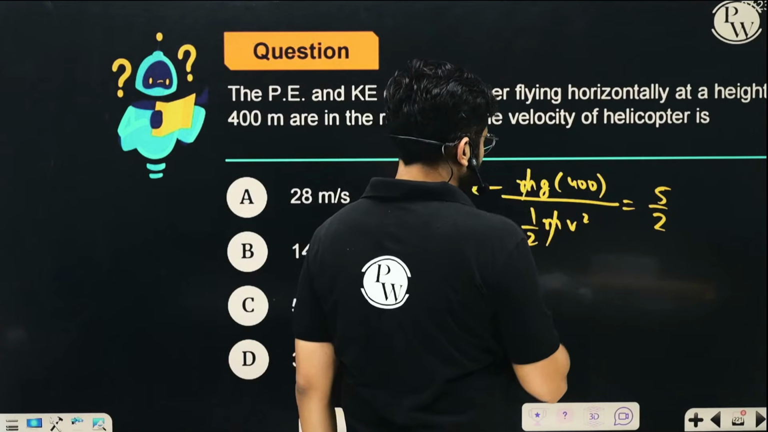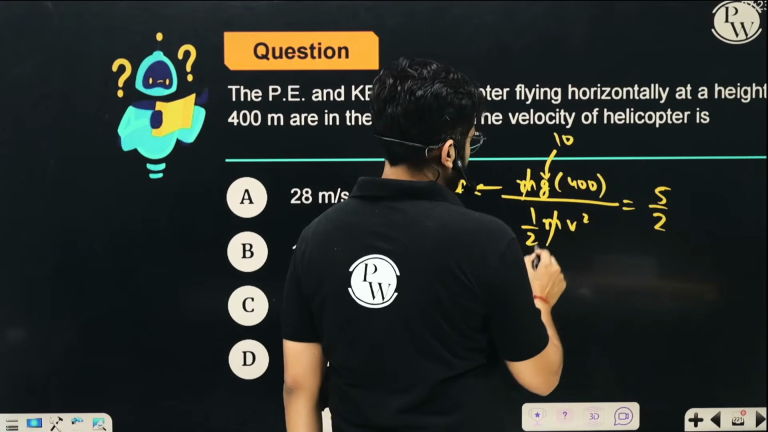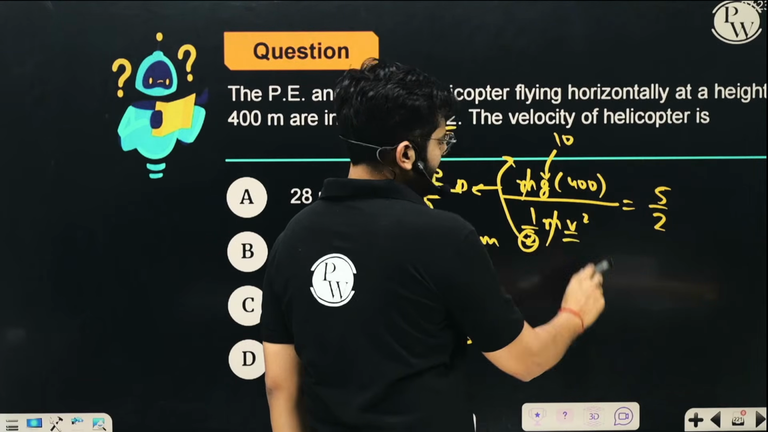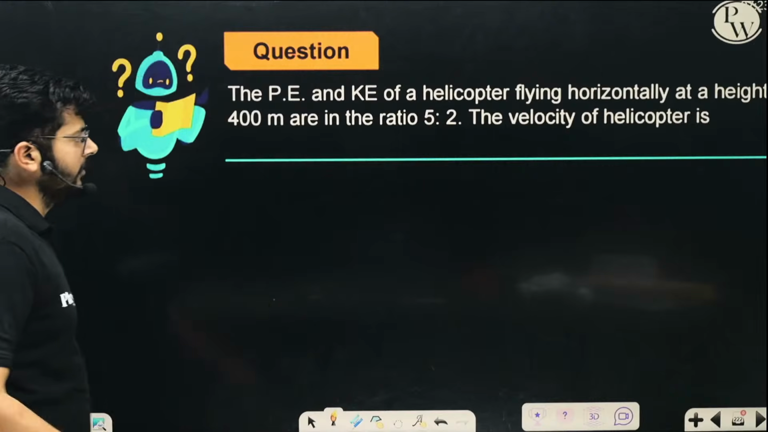So this and this is cancelled out. The value of g can be taken as 10. 2 will go up, right? And the velocity can be figured out from here, right? No need to worry about that.